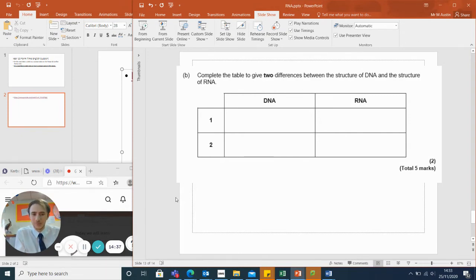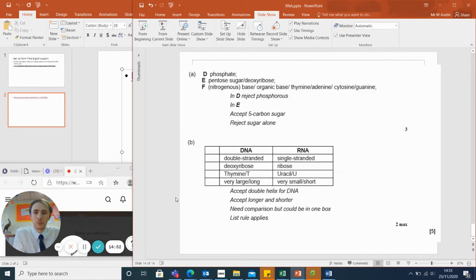Anyhow, the answers. What I would be careful with on this question, with any question, is the structure of DNA and the structure of RNA. To make sure you're talking about the physical structure, you can't be talking about their uses or where they're found, just the structure. So, if we move down, again, it's told you D, E, and F, it's been given that.